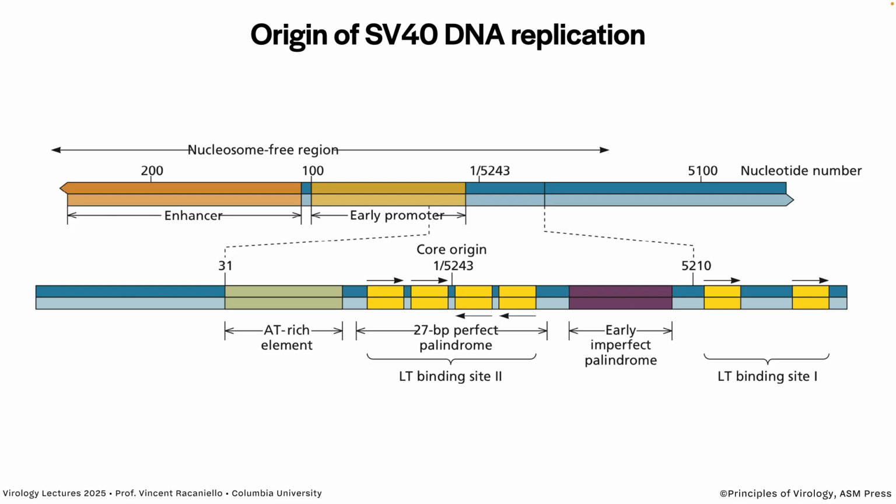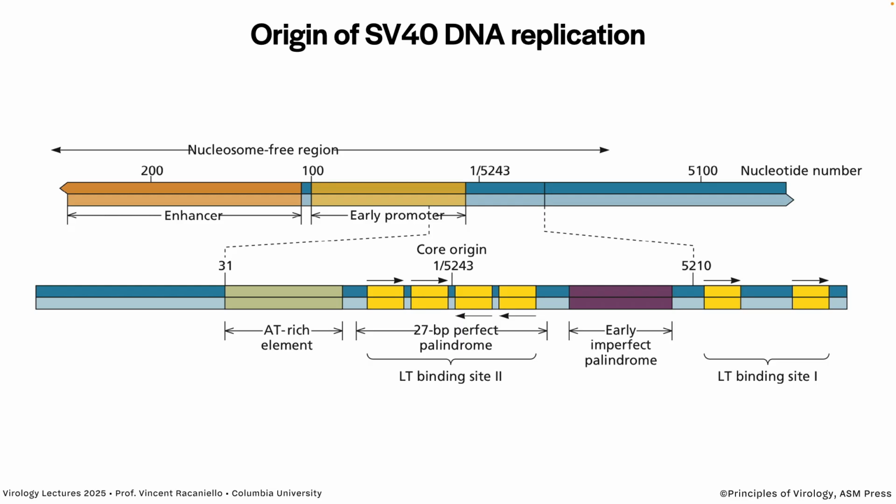Here's the genome, 5,000 bases or so. There is base 1 and 5,243. We have the early promoter here. And there's the core origin here. It's these repeated sequences in yellow. So that comprises part of the origin. Actually, these elements are all part of the origin as well. And you see LT binding sites here.